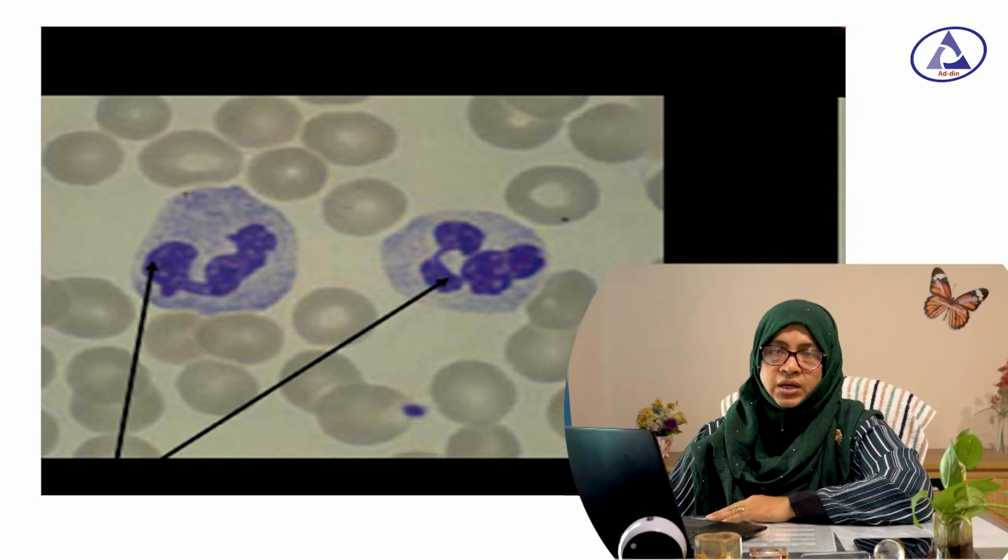So that's all for today. In this class, we have discussed in detail about the WBC, its normal count, and its properties. Next class, we are going to discuss the morphology.